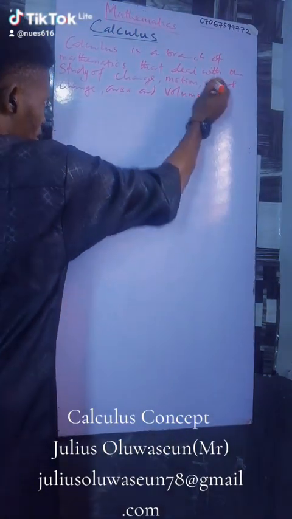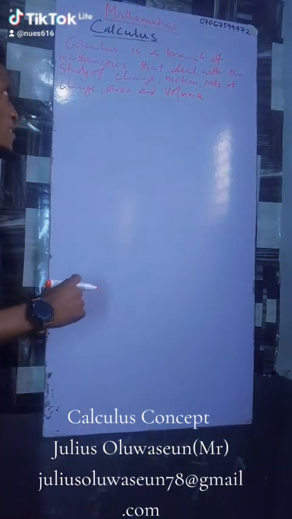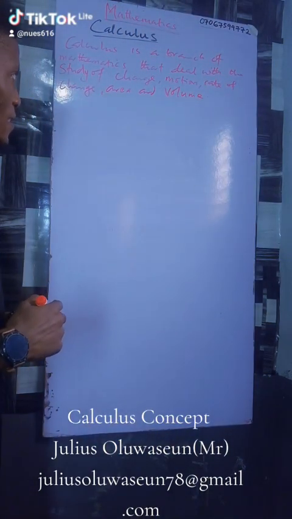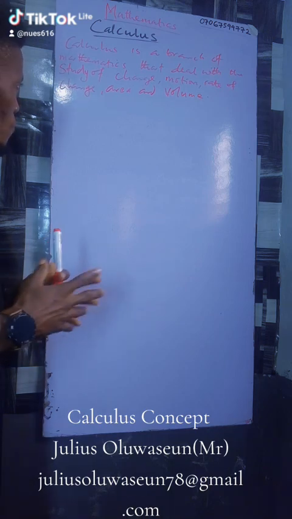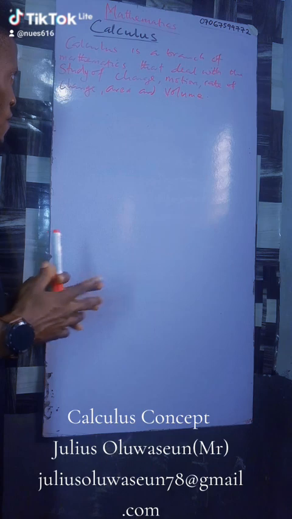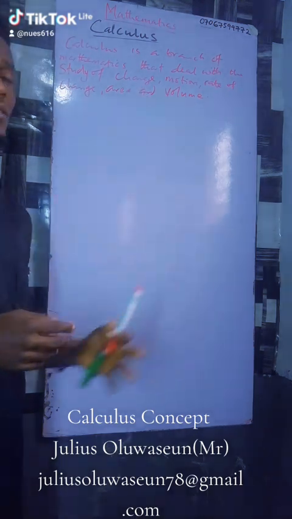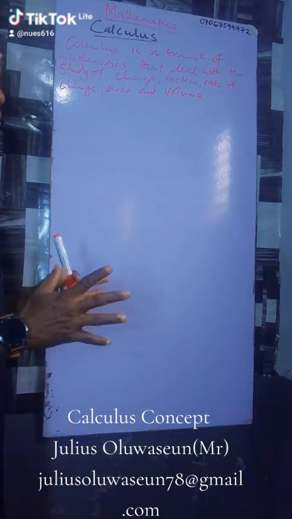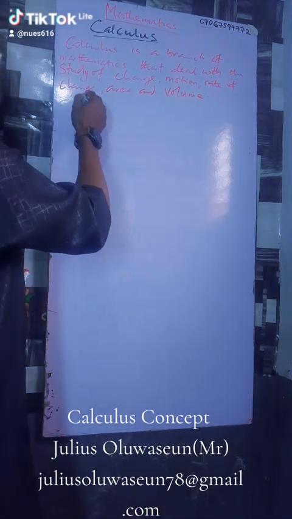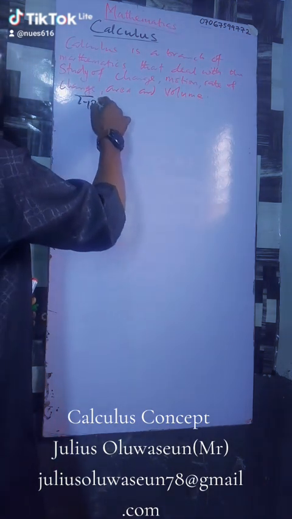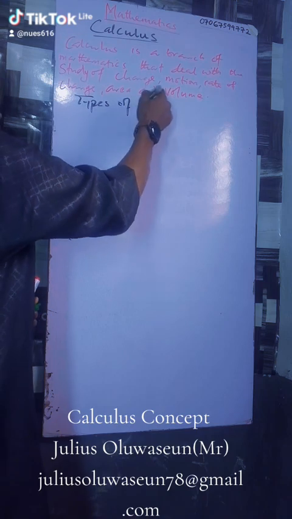We say that this is calculus. It is a branch of mathematics that deals with the study of change, motion, rate of change, area and volume. So that is our calculus. We have majorly two types of calculus.